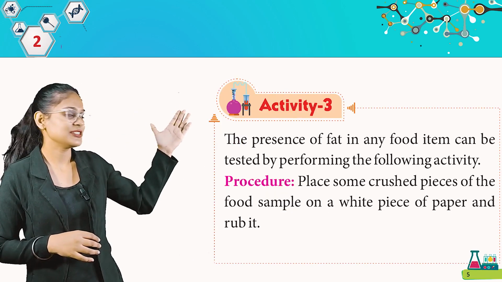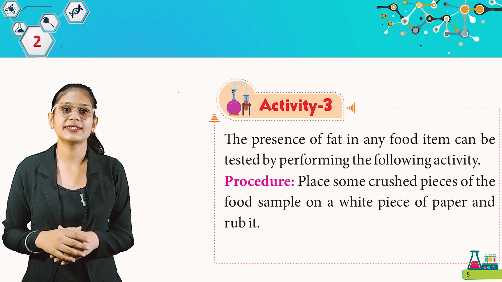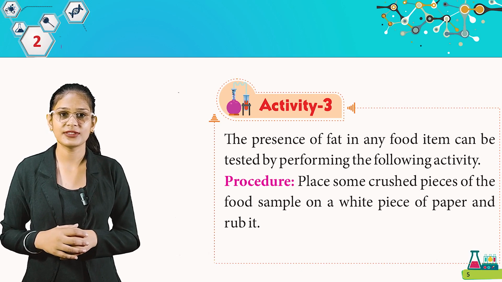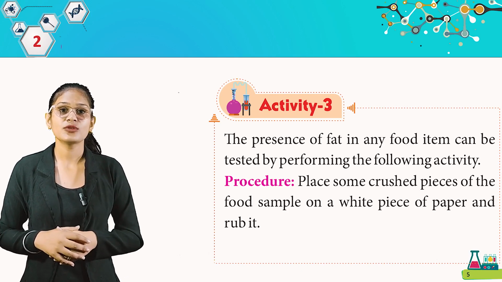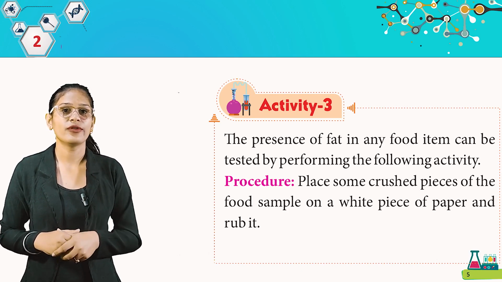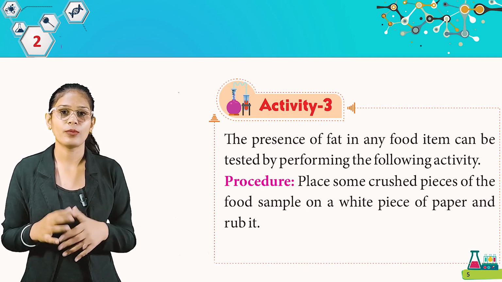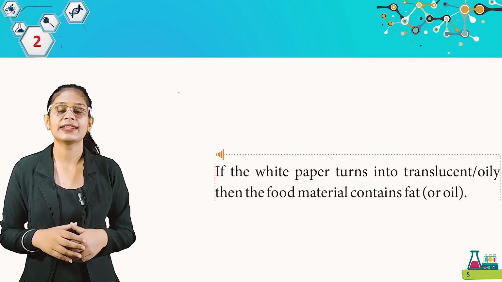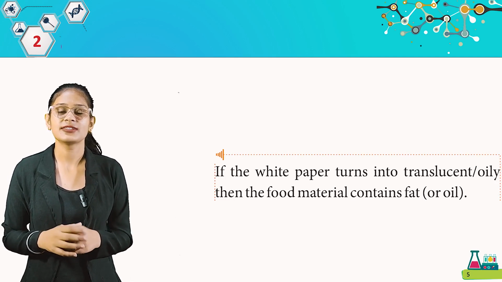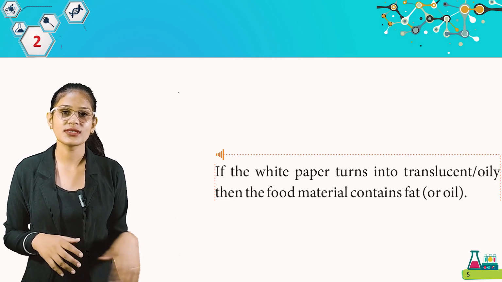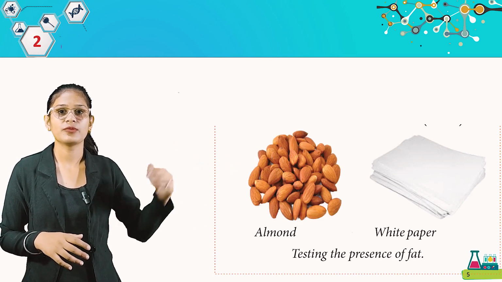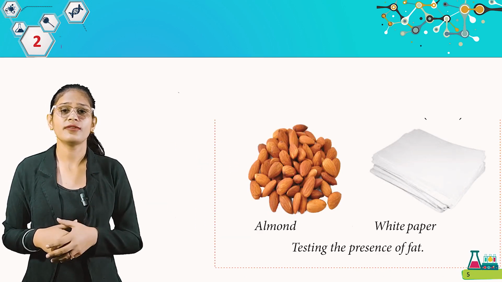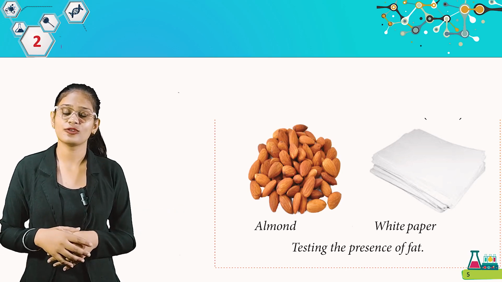Here is activity 3. The presence of fat in any food item can be tested by performing the following activity. Procedure: place some crushed pieces of food sample on a white piece of paper and rub it. If the white paper turns translucent oily, then the food material contains fat or oil. Get it students? It is almond white paper testing of presence of fat. So you can do it by yourself. Also you can do this activity at your homes.